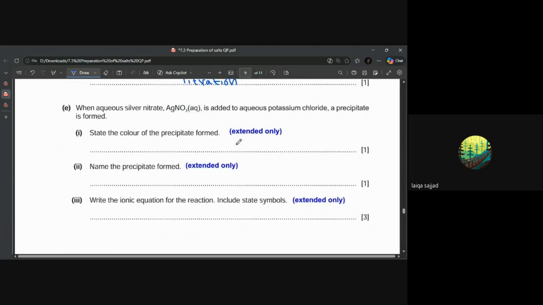Okay, when aqueous silver nitrate is added to the aqueous potassium chloride, a precipitate is formed. State the color of the precipitate that will be formed. White. Very good, it's white. And name the precipitate that will be formed. Silver chloride. It would be silver chloride. Very good.